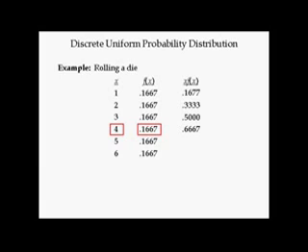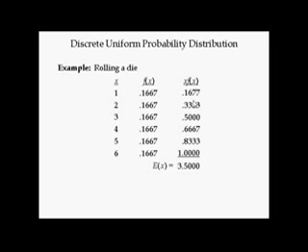The fifth product is 5 times its probability of 0.1667, which equals 0.8333. The final sixth product is 6 times 0.1667, which equals 1.0. Now notice all of the values in the probability column, labeled f of x, are the same. And each one of these values is 1 divided by 6 to 4 significant digits.